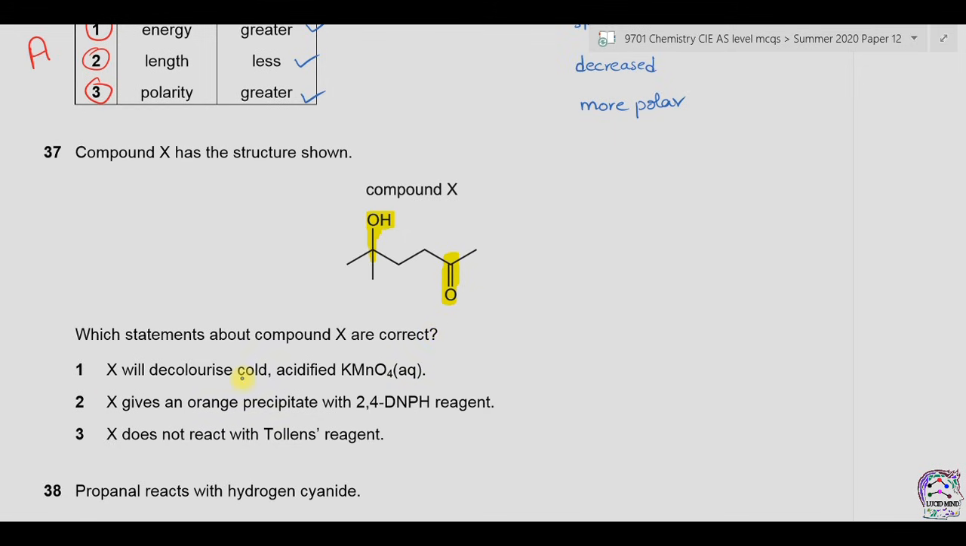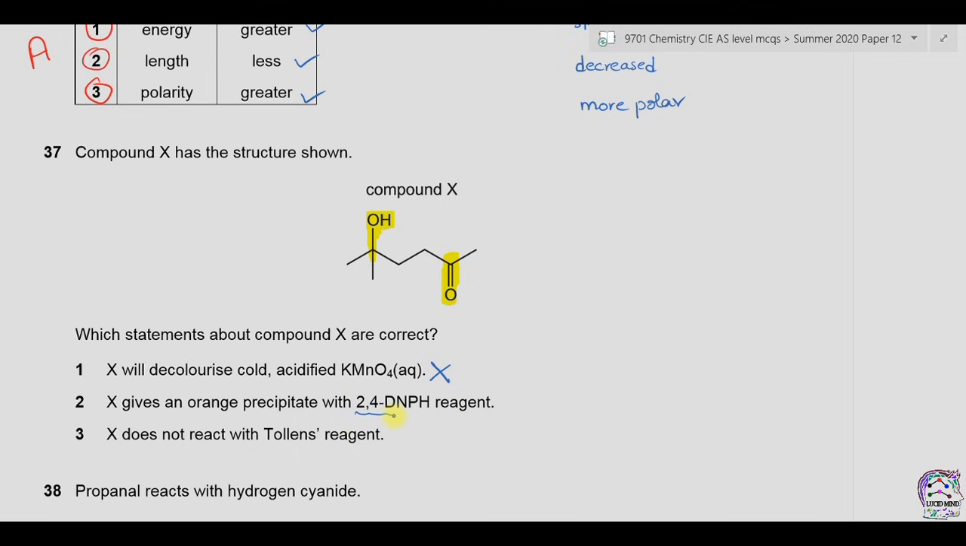1. X will decolorize cold acidified KMnO4. Now, cold acidified KMnO4 cannot oxidize tertiary alcohol. It can also not oxidize or convert the ketone group into any compound. So therefore this is wrong. 2. X gives an orange precipitate with 2,4-dinitrophenyl hydrazine reagent.